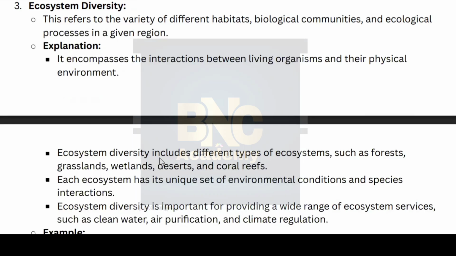So let's understand ecosystem diversity. Ecosystem diversity takes into account the variety of habitats, biological communities, and ecological processes within a region. It encompasses the interactions between living organisms and their physical environment, including climate, soil, and water. Ecosystem diversity recognizes that different ecosystems provide different services and support different forms of life.